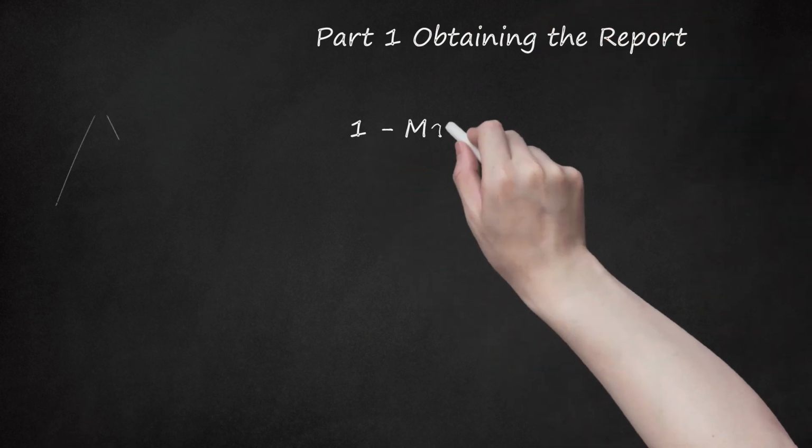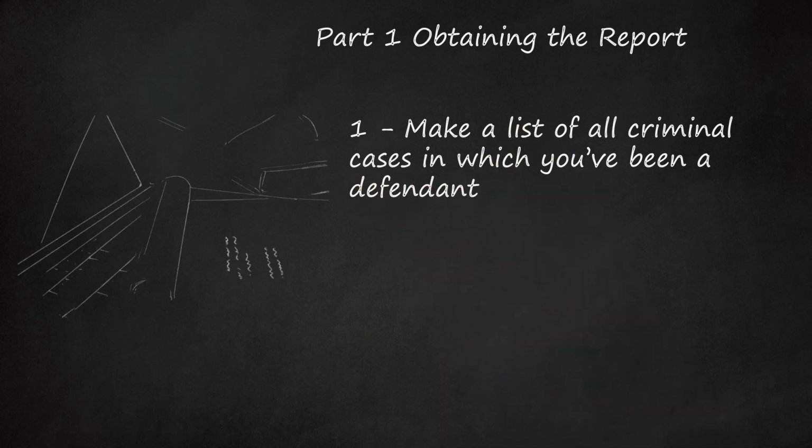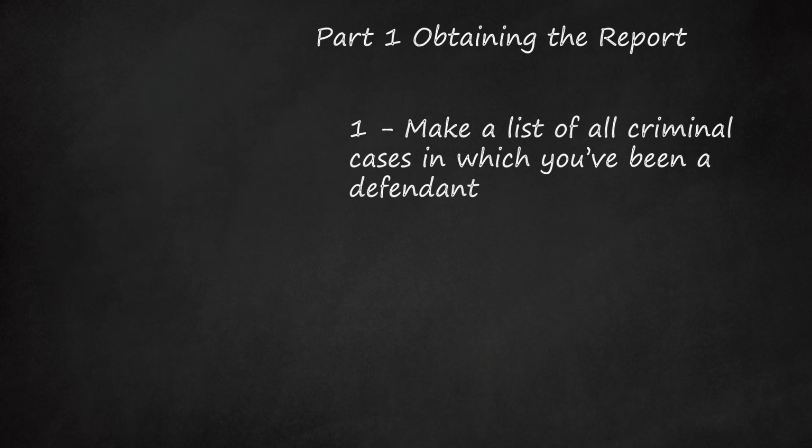Part 1: Obtaining the report. 1. Make a list of all criminal cases in which you've been a defendant. Write down as much information as you can recall about the charges, the proceedings, and the final disposition of the case. This will give you a base from which to work when reviewing your criminal record report.